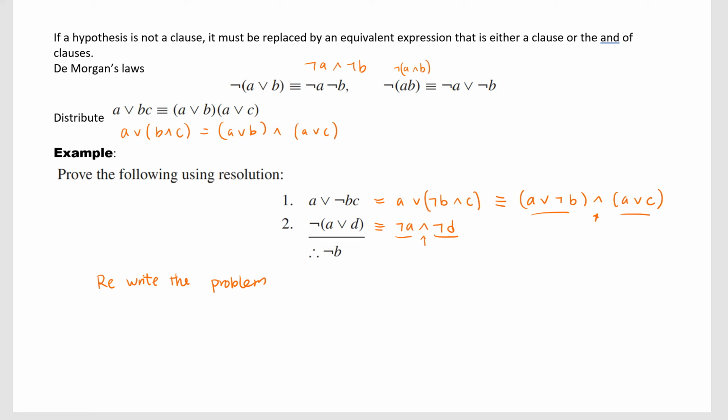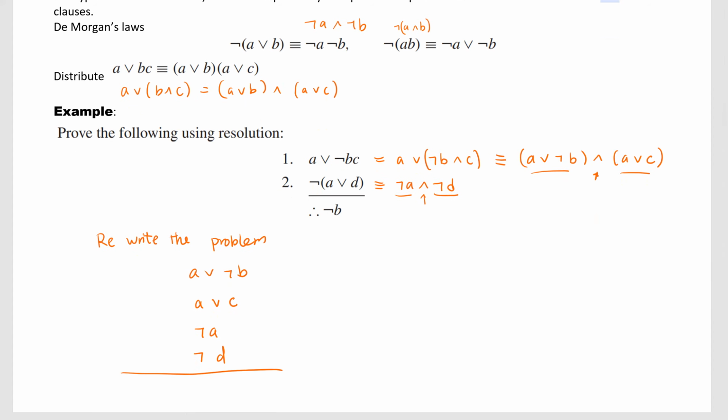We have A or not B, we have A or C, and we have not A, we have not D. Okay, and we want to get the conclusion not B. So let's label them 1, 2, 3, 4. So far, so good. Okay, so now let's start to solve the problem.